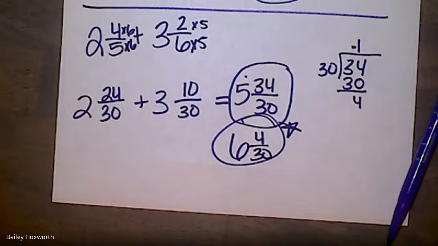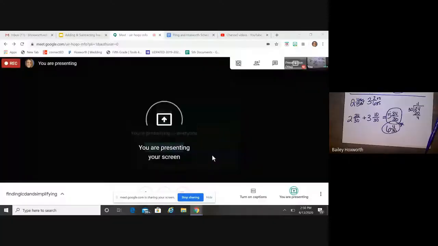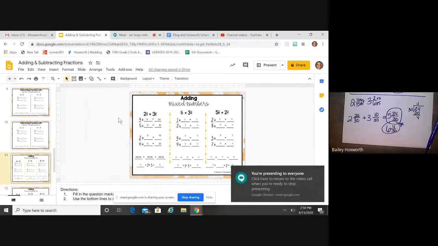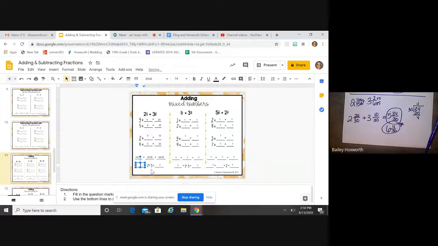So let's go back to our Google Docs and plug that in. Okay, so I know that I needed to add 1 more, and 4/30ths. 2 and 2/3. So 2 plus 3 plus that 1 more gave me my 6. And then my fraction is 4/30ths.